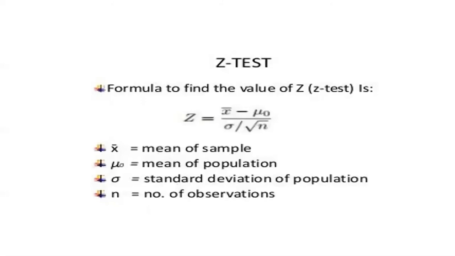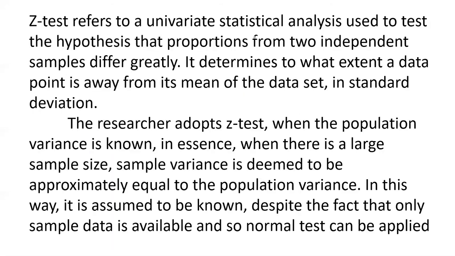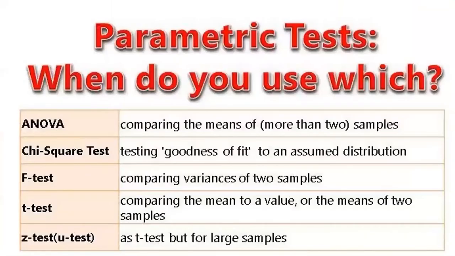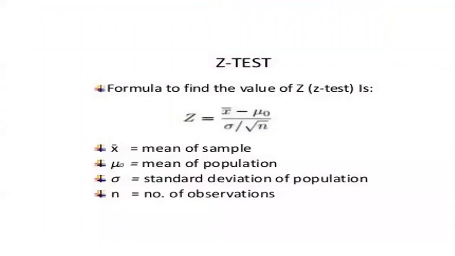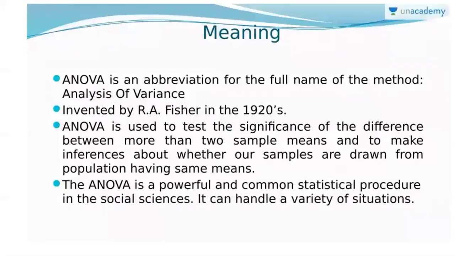Then the formula of Z test. What is the formula for this Z test? It is x bar minus mu 0, whole divided by sigma upon root n. This is same as t test? No, it's a little bit different. Here x bar is the mean of the sample, mu is the mean of the population, sigma is the standard deviation of the population, and n is the number of observations.